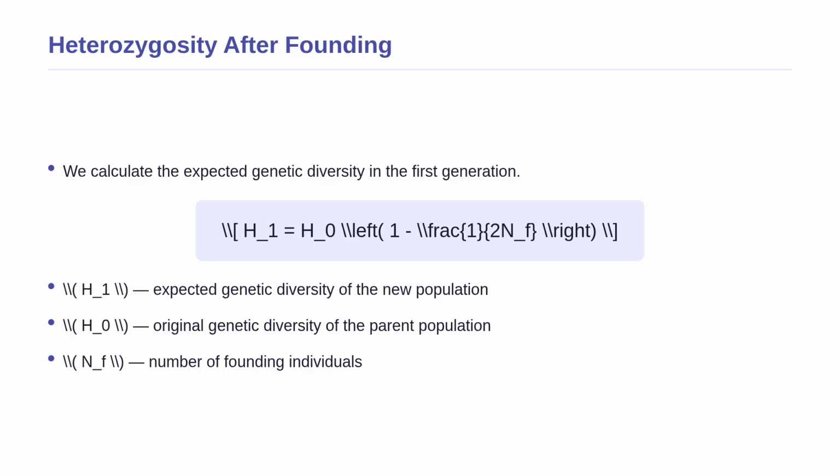The fraction 1 divided by 2NF is particularly important. It represents the exact proportion of genetic diversity that is expected to be lost purely due to the small sample size of the founders. As the number of founders, NF, increases, this fraction becomes smaller, meaning less diversity is lost.